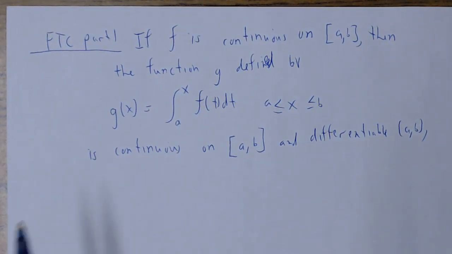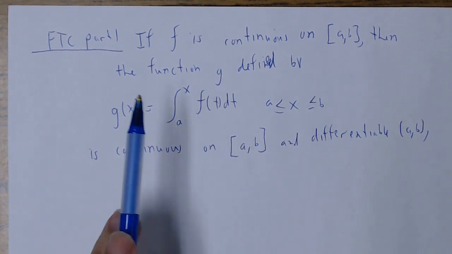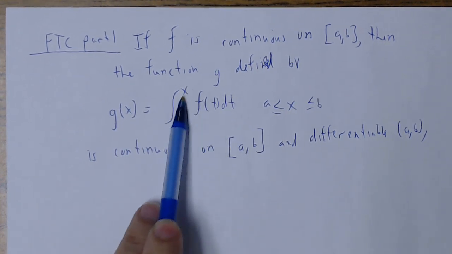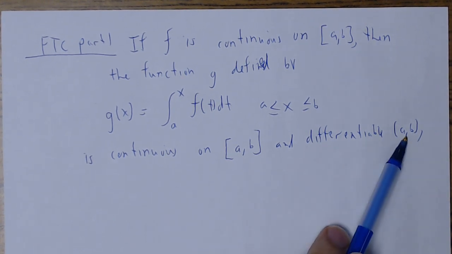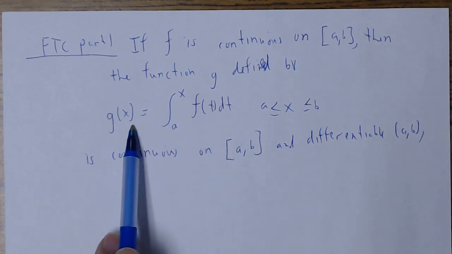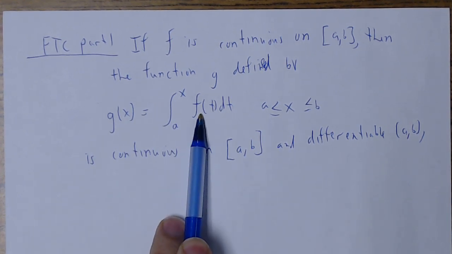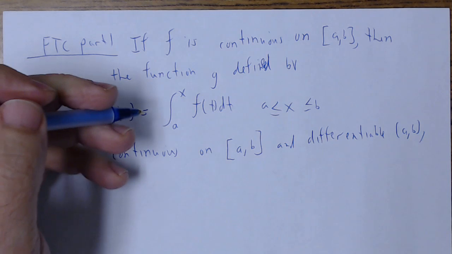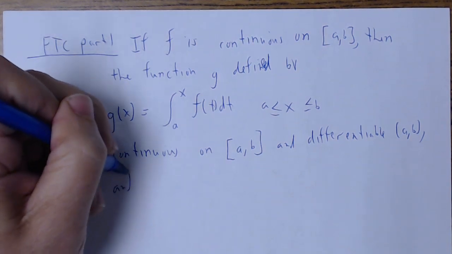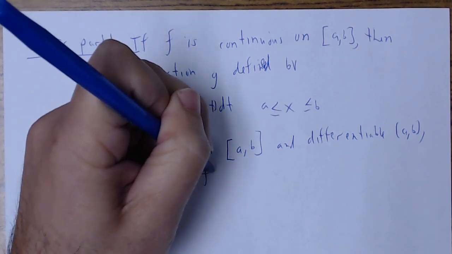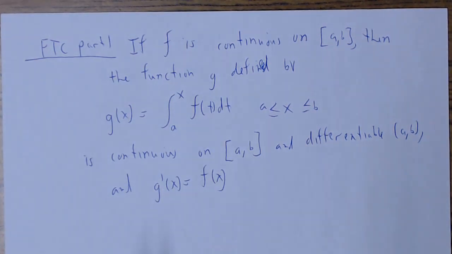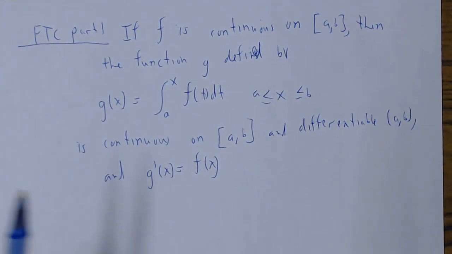So basically we're saying, look, if f is continuous on the closed interval, then g, which is the antiderivative of f, is also continuous on the closed interval, and it's also differentiable. Well, obviously it's differentiable, because what is the derivative of g? It's f, right? Which basically means g prime of x equals f of x. So notice what this is saying. See, this is where it gets a little weird.